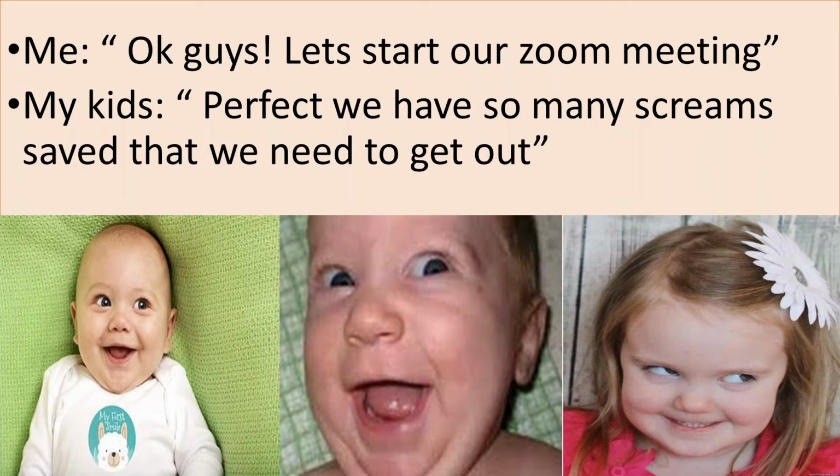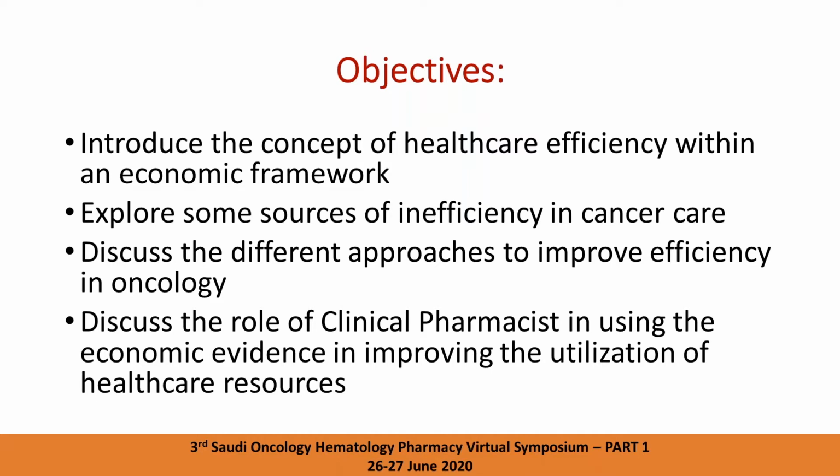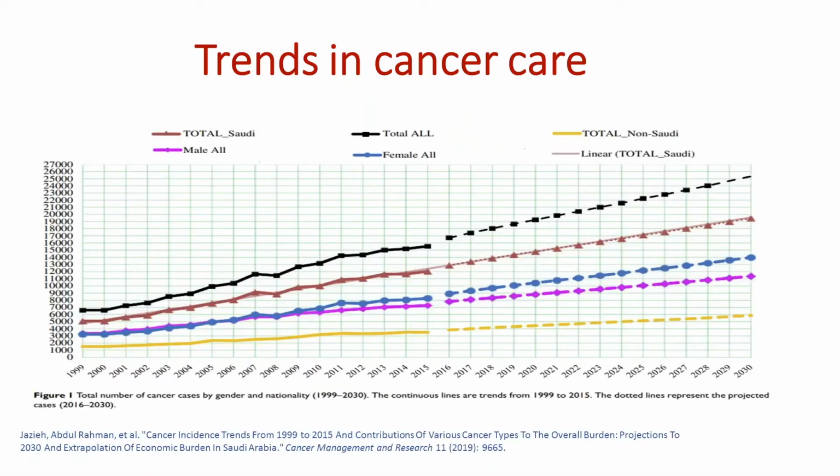So the main purpose of this lecture today is to introduce the concept of healthcare efficiency within an economic framework and to explore some sources of inefficiency in cancer care, specifically considering whether healthcare systems are utilizing their resources in the best possible way, and whether there are opportunities to create savings or efficiencies by reallocating the resources.